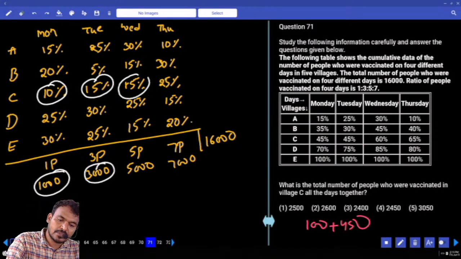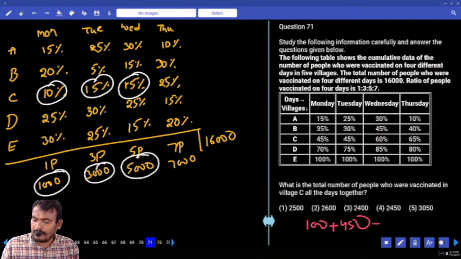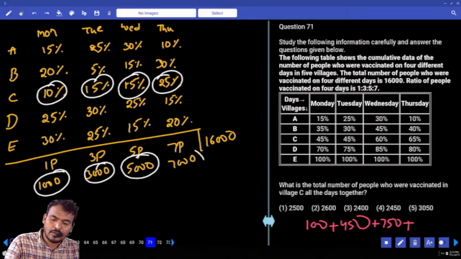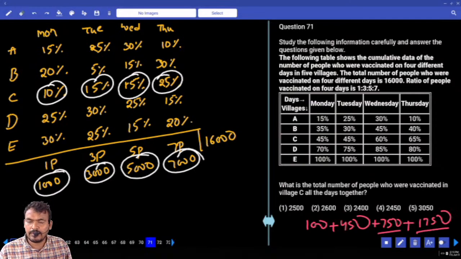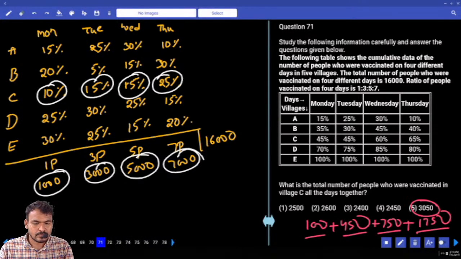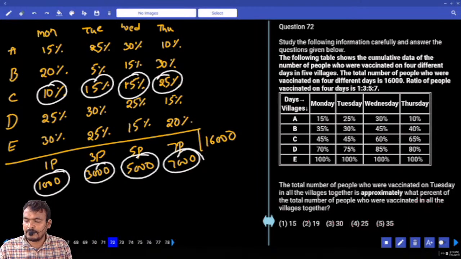Next, 15% of 5,000. 750. Next, 25% of 7,000. 1750. 1750 plus 750, 2,500. 2,500 plus 450, 2,950. Plus 100, 3,050. Next question, number 72.